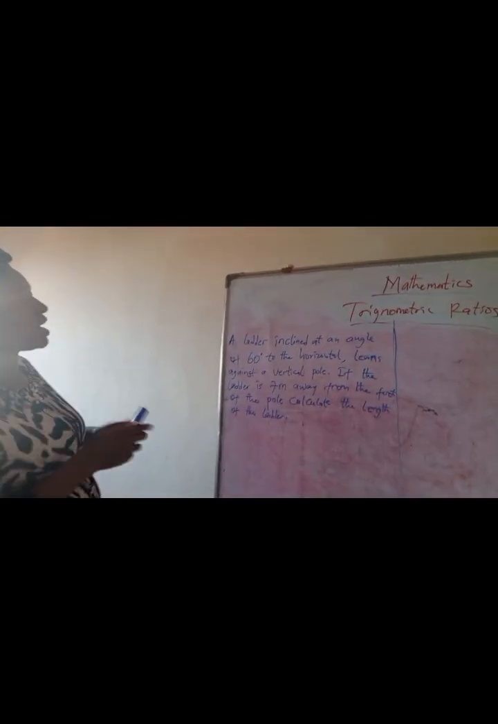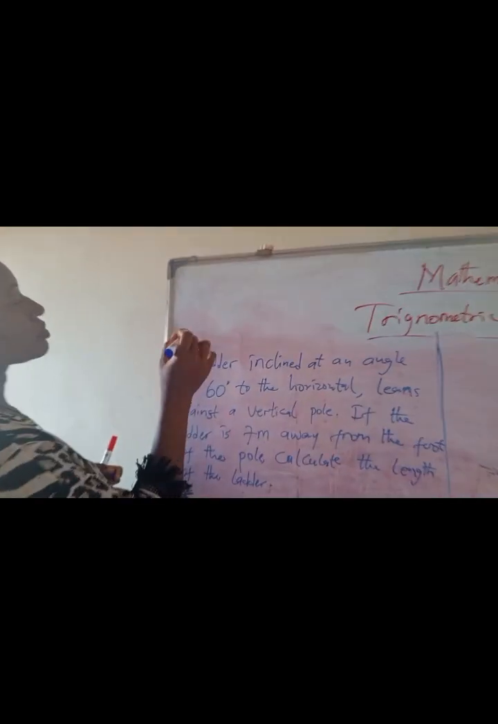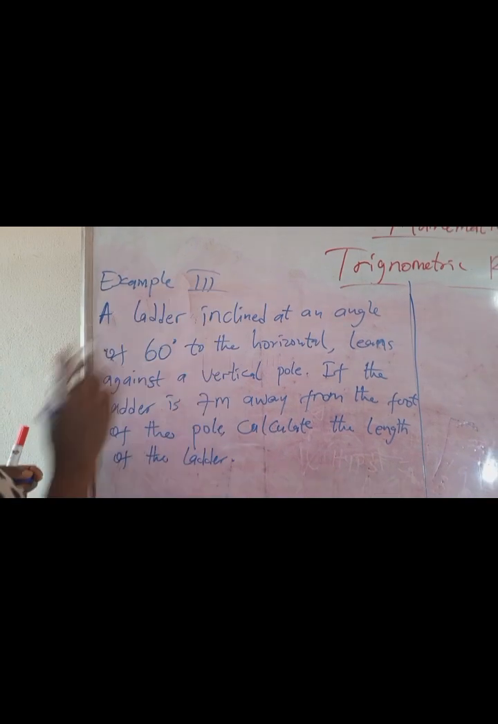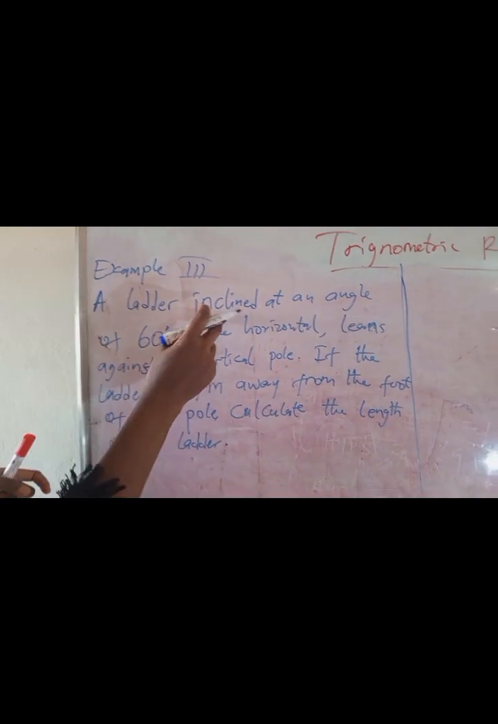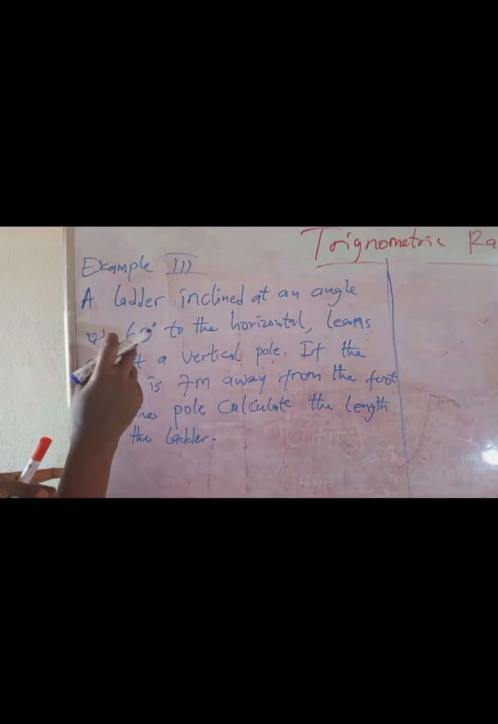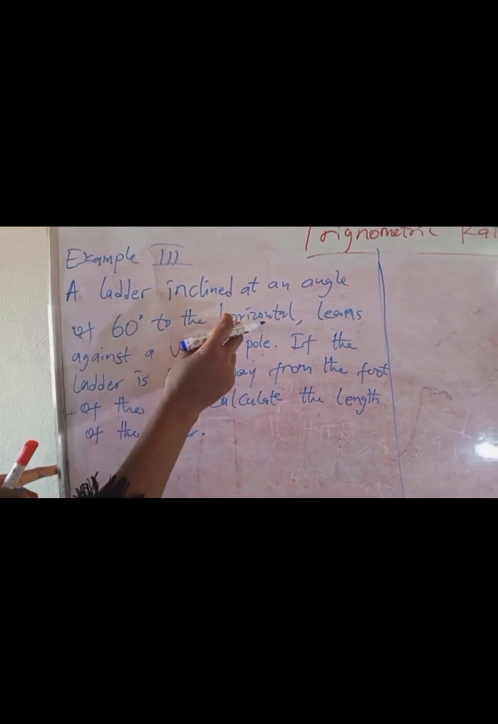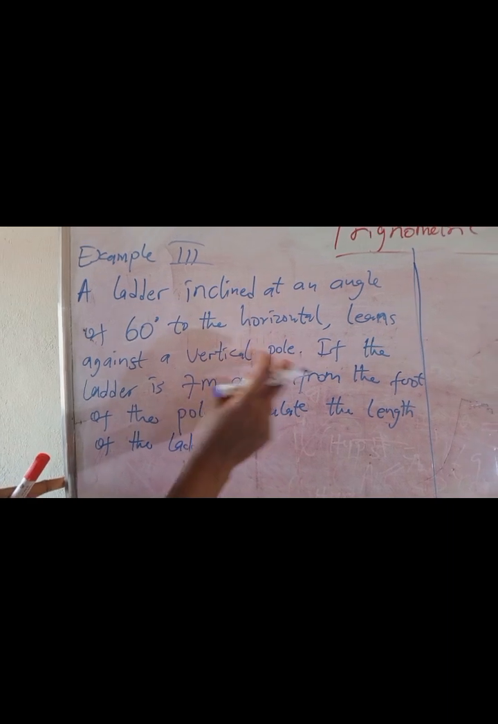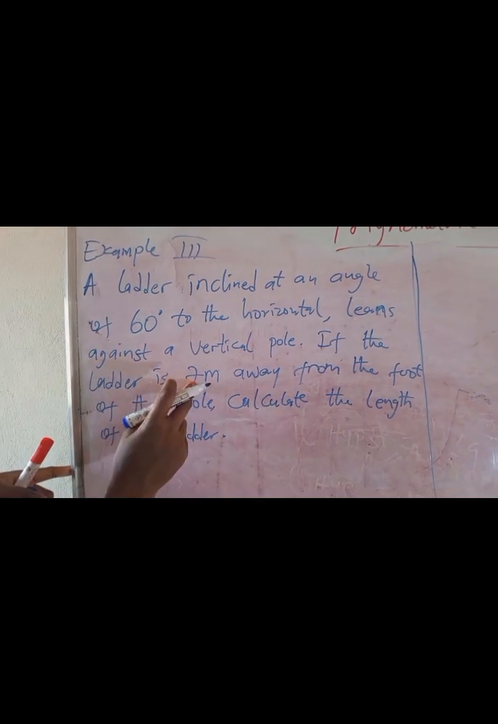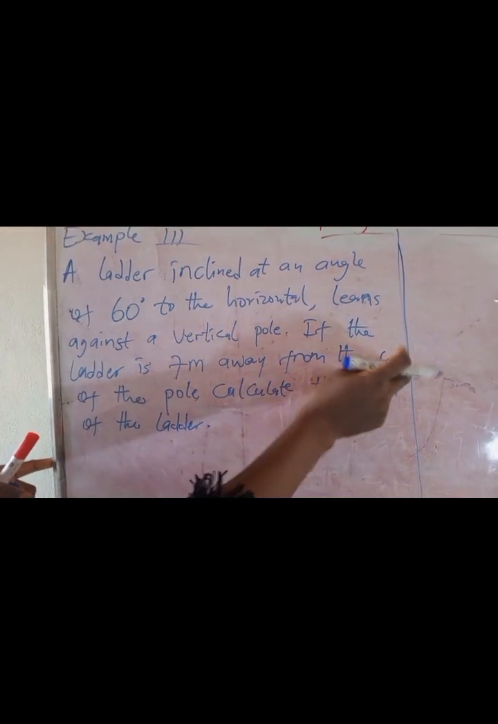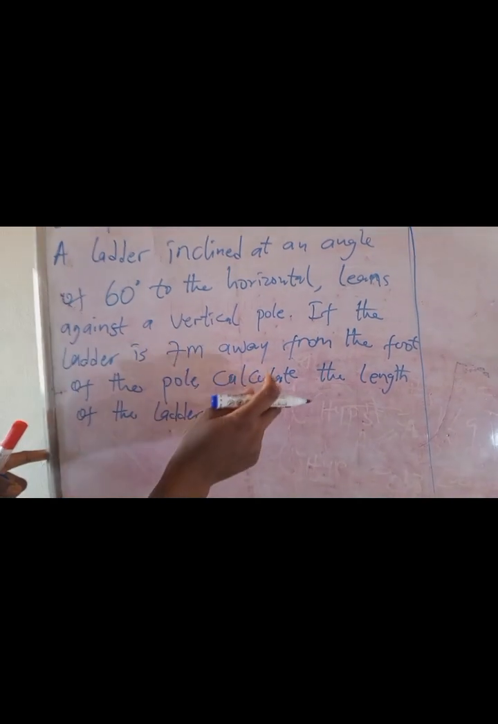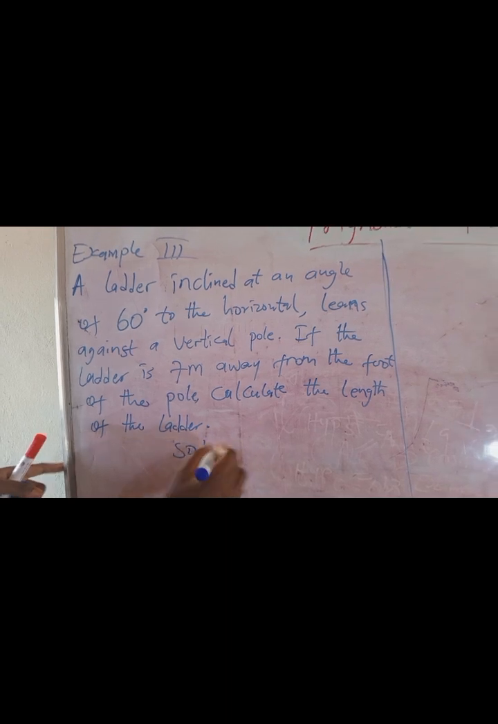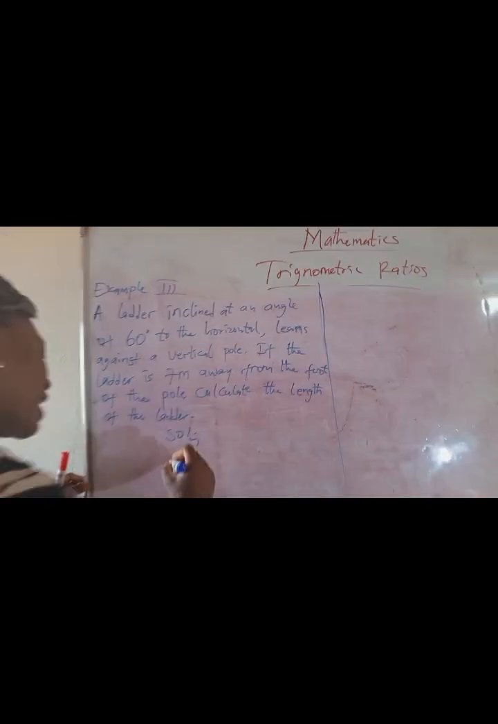Now we have example 3. Example 3 says a ladder inclined at an angle of 60 degrees to the horizontal leans against a vertical pole. If the ladder is 7 meters away from the foot of the pole, calculate the length of the ladder. Solution. Now, this is a ladder.